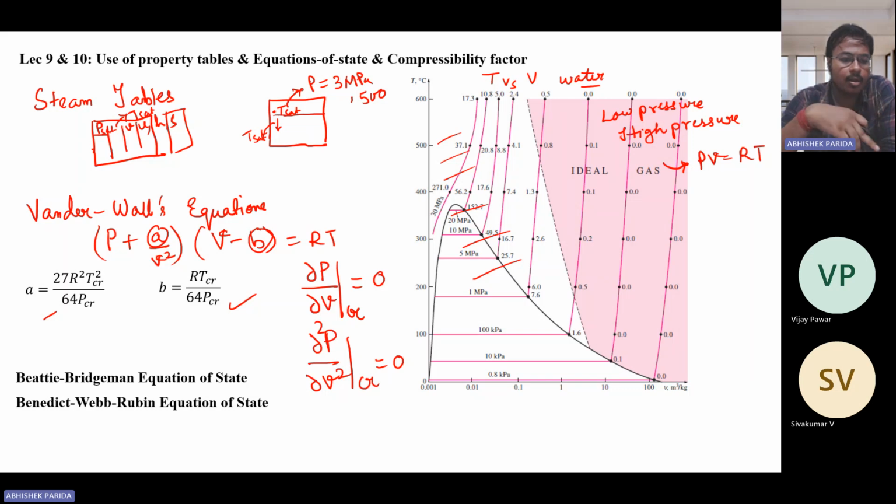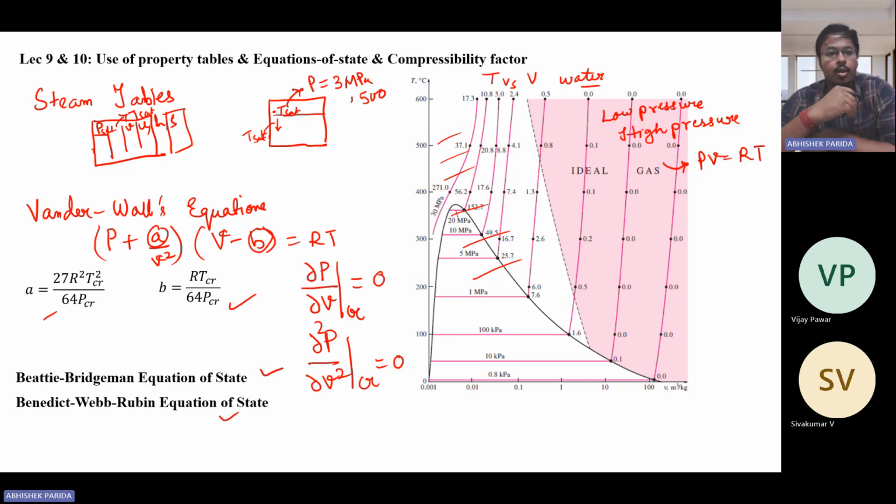Based on that, we can calculate the property of various substances, for example, if oxygen or nitrogen is given, where we don't use any property tables. There we can use this van der Waals equation based on how much error we are getting, whether we can use van der Waals equation or other equations like Beattie-Bridgman equation and Benedict-Webb-Rubin equation. These equations are a little bit hard to remember, and if any question comes, mostly it will be given in that question.